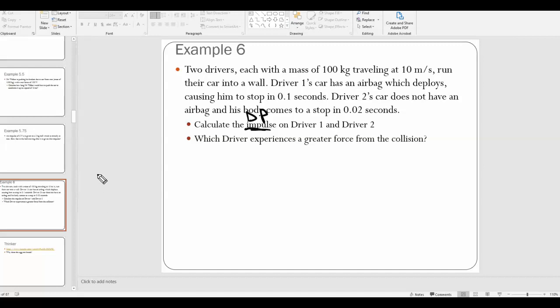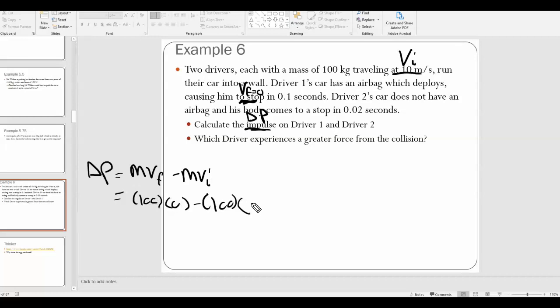So I'm going to start by calculating the change in momentum for driver 1 and driver 2. I know that they're both traveling at 10 meters per second, and then they run into a wall. If they run into a wall, they're going to stop, which means v final is going to be 0, and the 10 meters per second is going to be v initial. Let's say they're initially moving in the positive direction. So I can find the change in momentum for the drivers. That's going to be 100 times 0 minus 100 times 10, which is negative 1,000 kilogram meters per second.